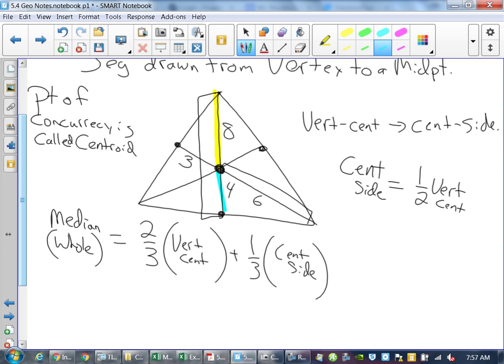So there's a little bit of weirdness with the math here with the fractions. Once you get a hang on what segment you're working with, it's really, really easy. You just have to know which one you're looking at. Are you looking at centroid to side or vertex to centroid? That's it. You know what side you're on, you're fine.